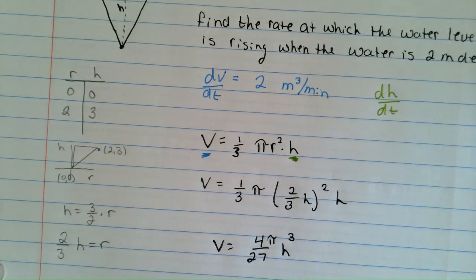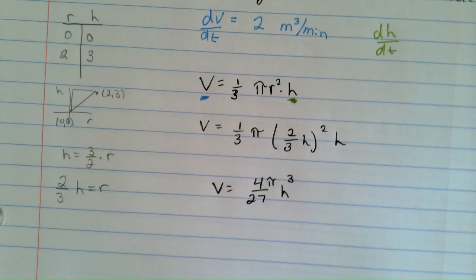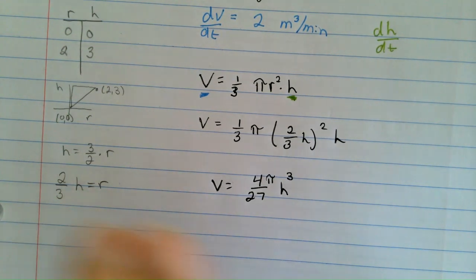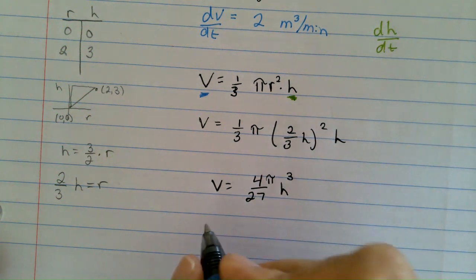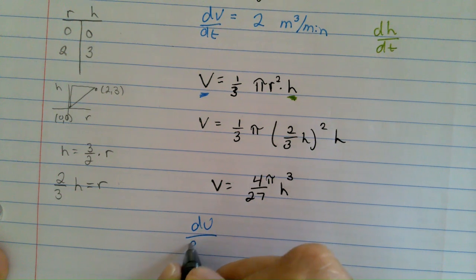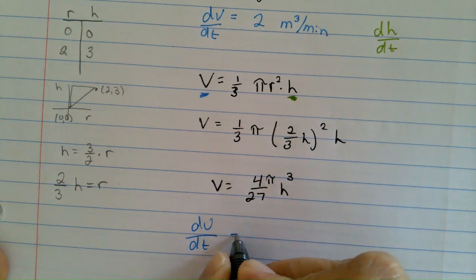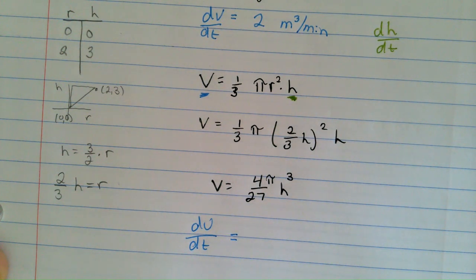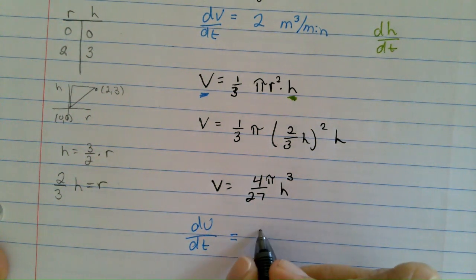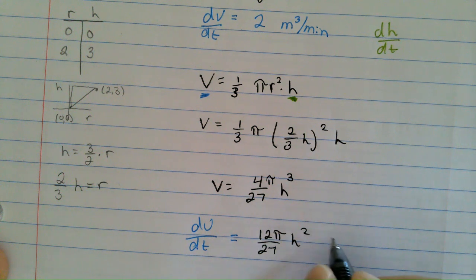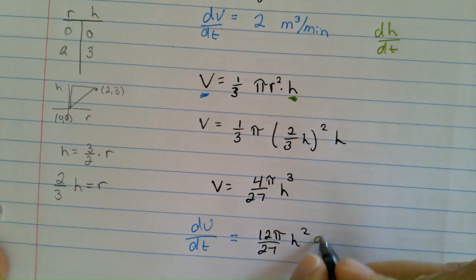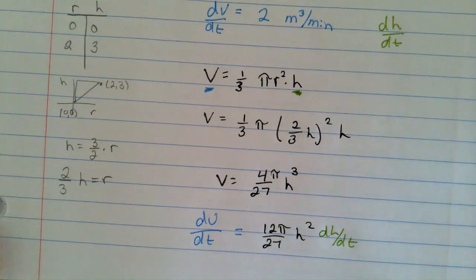Now we have something just based off volume and just based off height. We use that secondary equation to do some substitution. Now we can finally go ahead and move forward with our calculus. So dV/dt equals 12 pi over 27 h squared dh/dt, which is our goal, is to find that.